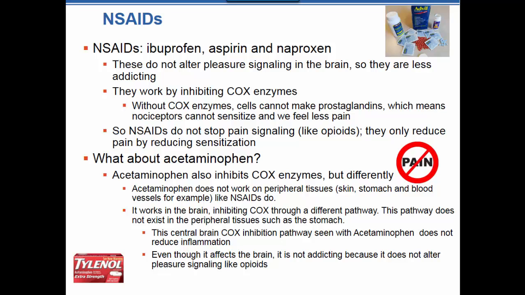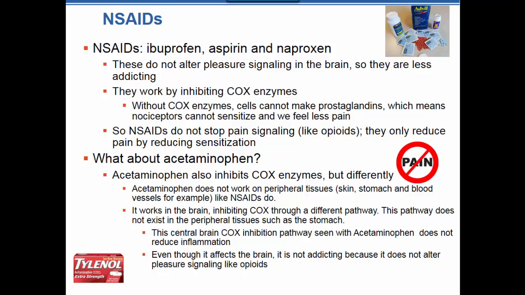If you've ever had severe pain and tried something like ibuprofen, you've probably noticed it does not make the pain go away. It maybe can take the edge off a little bit, but it doesn't make it go away. What about acetaminophen, though? Acetaminophen is not considered an NSAID. The reason being it is not anti-inflammatory in nature. Like the NSAIDs, acetaminophen also inhibits COX enzymes, but it does it a little differently.